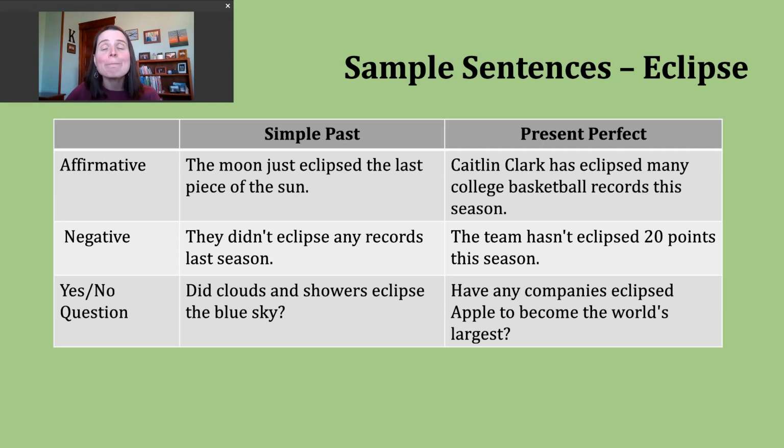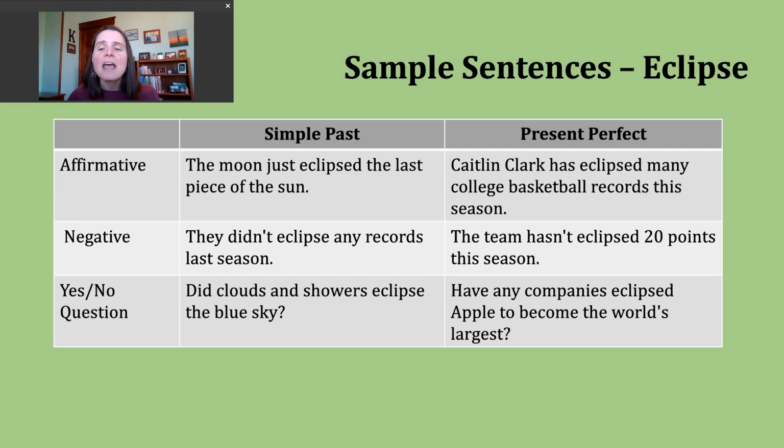Now let's look at making a negative present perfect sentence. To do that, again, we pay attention to our subject. So if our subject is I, you, we, or they, use have not or the contraction haven't, and then the participle. If the subject is he, she, or it, use has not or hasn't, and then the participle.